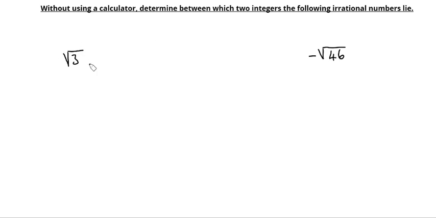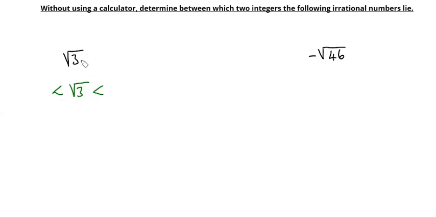So we've got root of 3, and we know that 3 does not have a perfect root. So how do we know which two integers it lies between? In this case, we're going to put our root 3 in between, with less than signs to show that it actually lies between these two values.